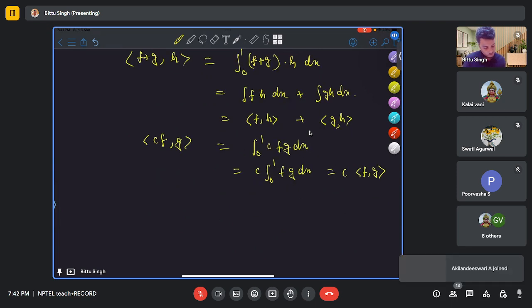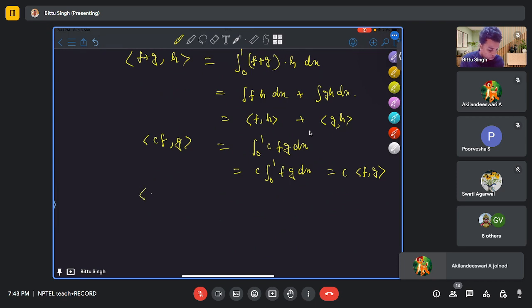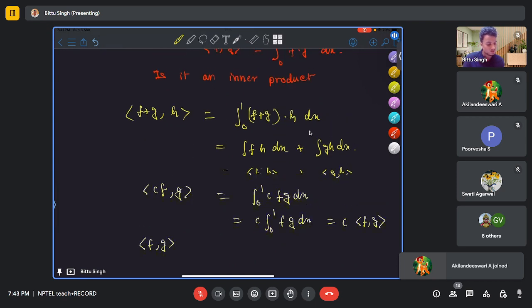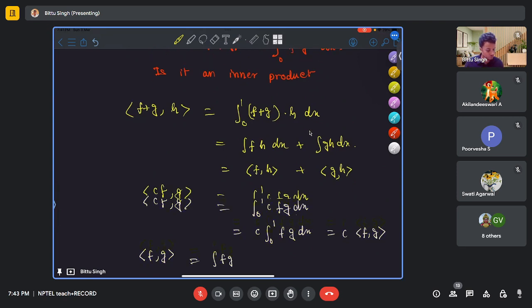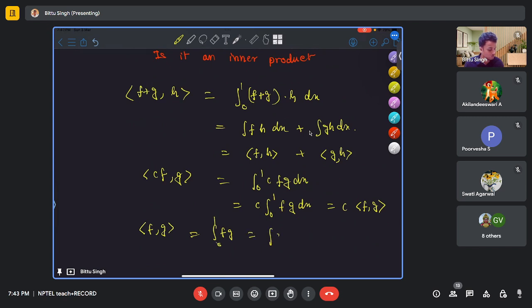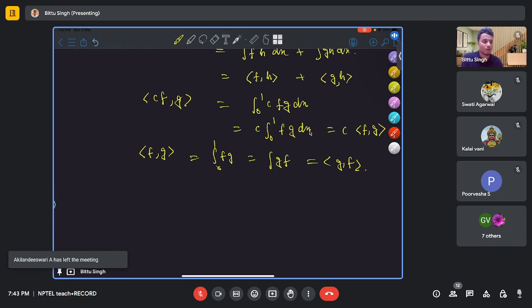Now we need to check another property, that is symmetry. Yes, symmetry is also clear. That is, if you interchange f and g, it will be the same, right? So symmetry is also clear. We need to check other properties. That is, for the inner product of f with f, is it non-negative? So f times f, this is the integral of f dot f dx.